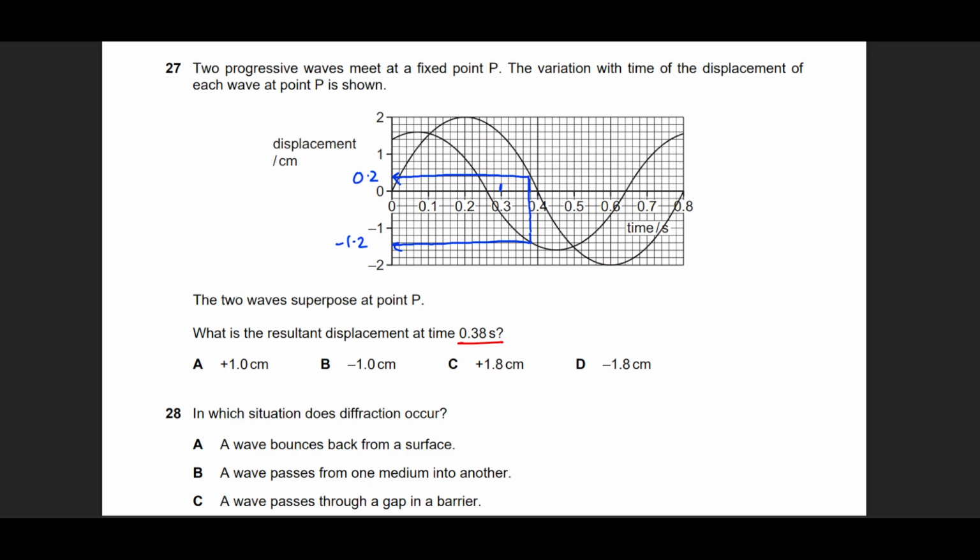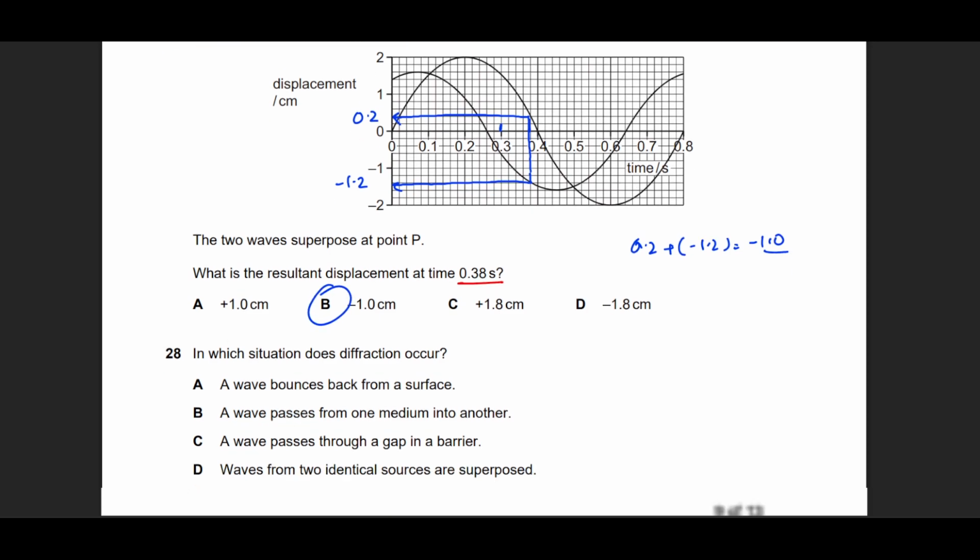So if I add them together, what will be the result of displacement? So this will be 0.2 plus minus 1.2, giving me minus 1.0. So my answer will be option B. It was a question of superposition.